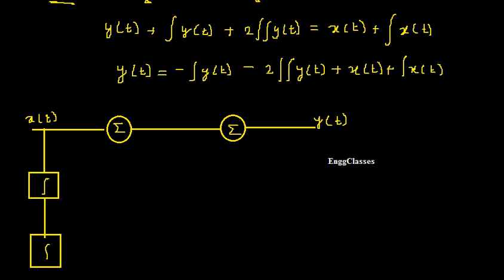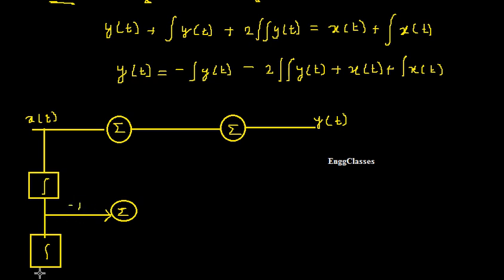And here I would put one adder. Let me write this as the adder. And from this point to this adder I would add it, and what is that signal is, minus y of t. What must be the amplitude? It is minus 1. Is that correct?